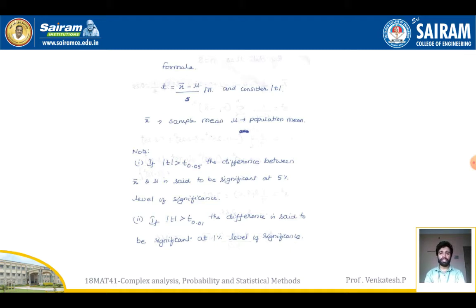Note, if modulus of t is greater than t 0.05, the difference between x bar and mu is said to be significant at 5% level of significance. So this 0.05 represents the 5% level of significance. Similarly, if modulus of t is greater than t 0.01, the difference is said to be significant at 1% level of significance. So this 0.01 represents the 1% level of significance.